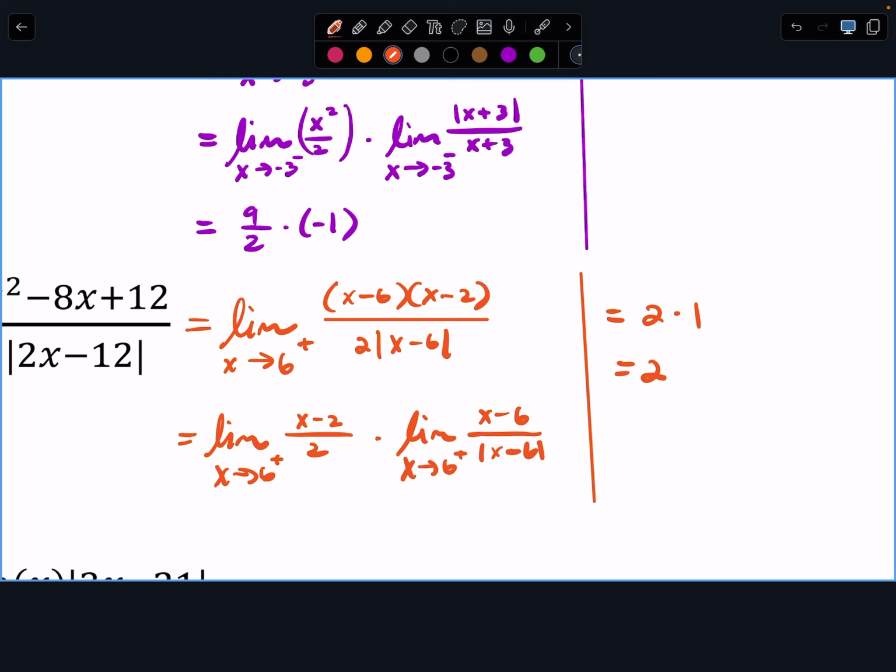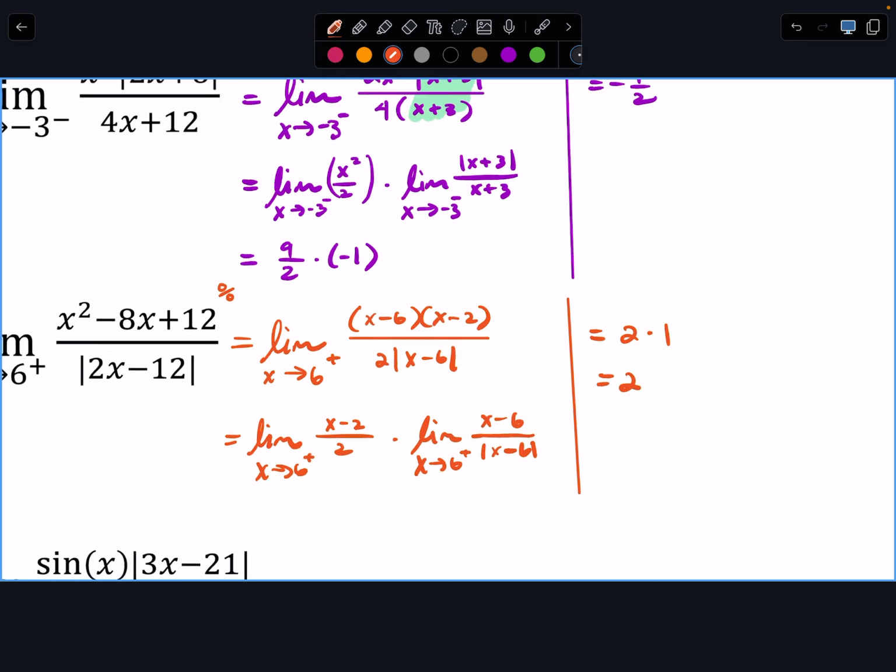How'd you manage to get rid of the x minus 2? You just pull it out. You do the thing where you do direct substitution. I did that.